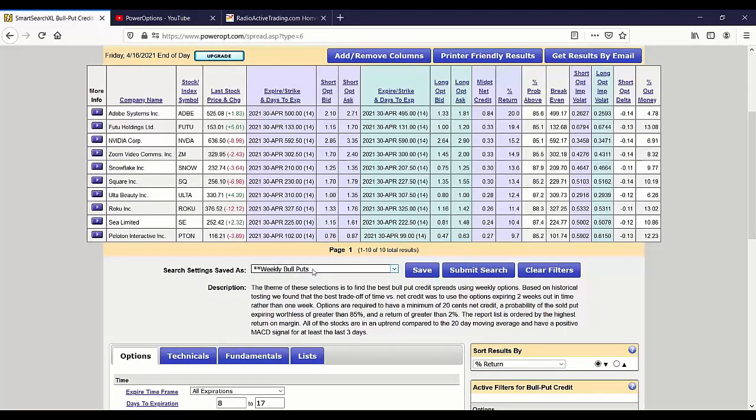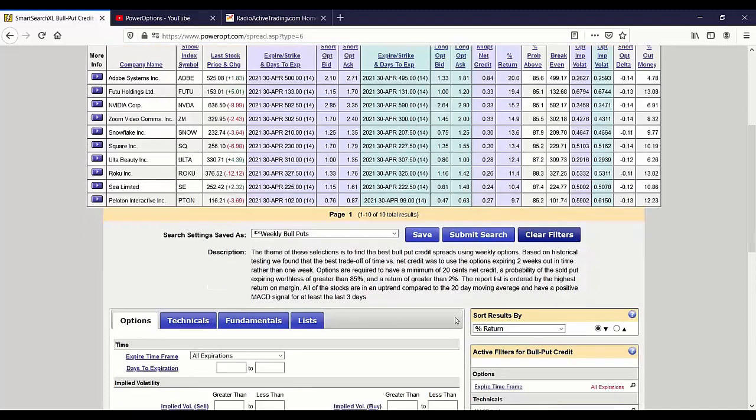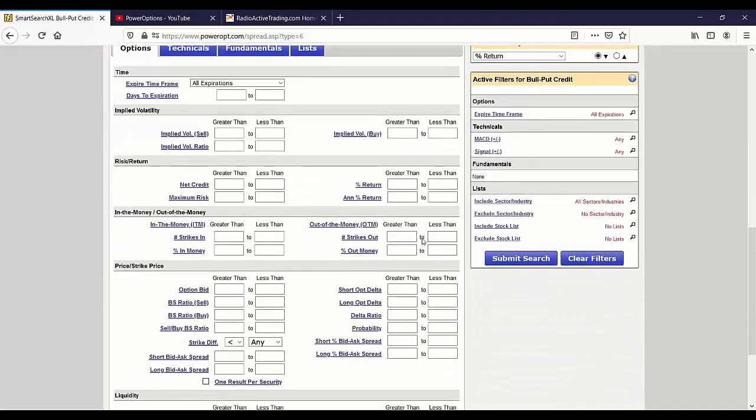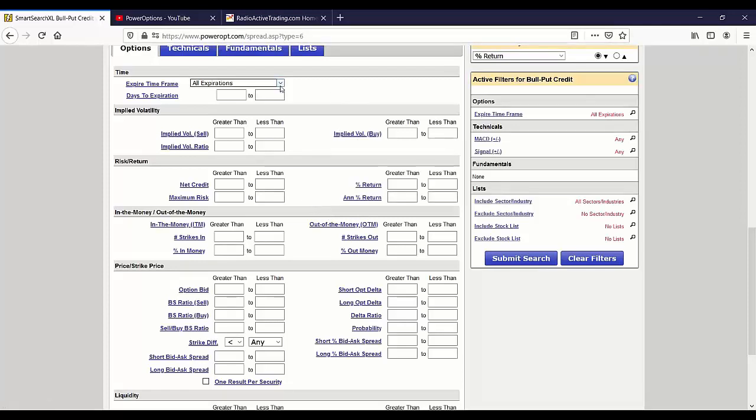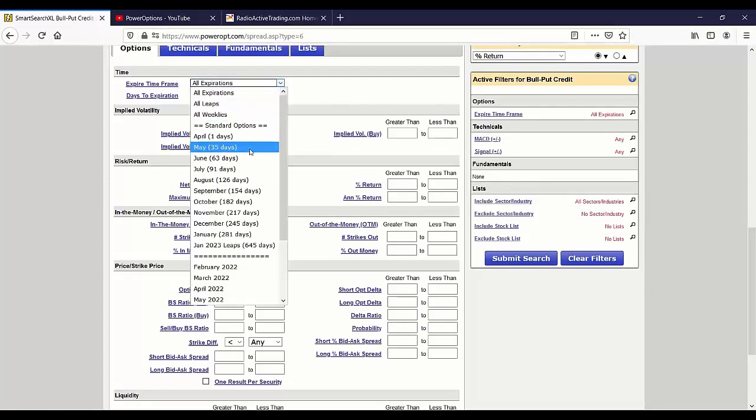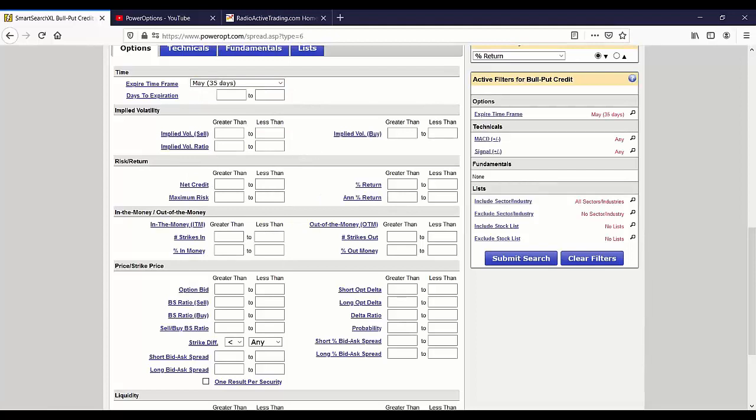For Don, or if you have a search you want to create with several specifics, it's a very simple approach. Let's just hit clear filters. That empties everything out of the parameter fields down below. It's about 25 to 30 different option criteria, 20 or so stock technicals, 15 or so stock fundamentals. For now, let's just go to standard, May, expiration. Just make the changes here.